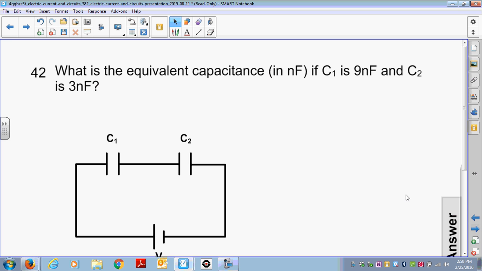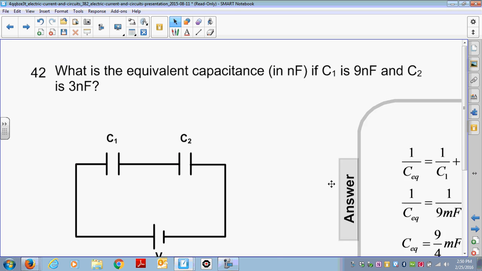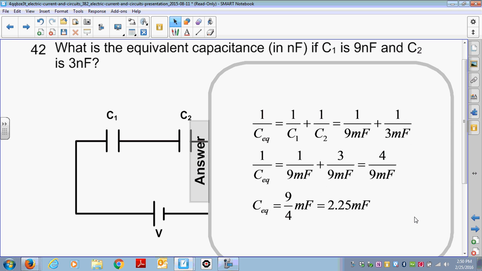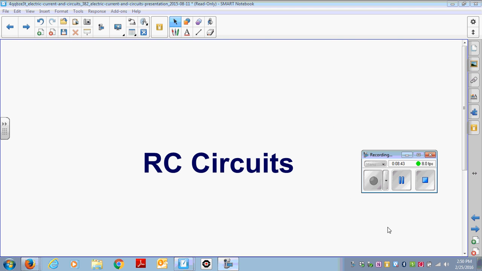For 42, I'm not going to go over this, but again, the answer, if you already did it, should be 2.25 millifarads. In the next video, we'll cover RC circuits.